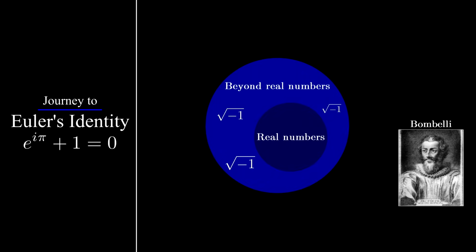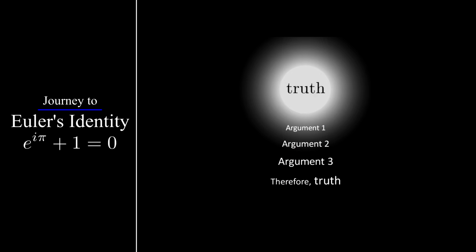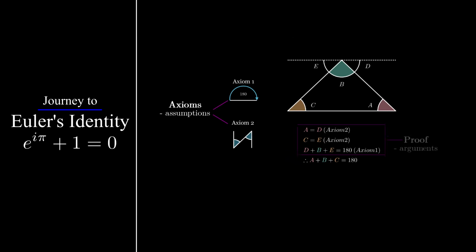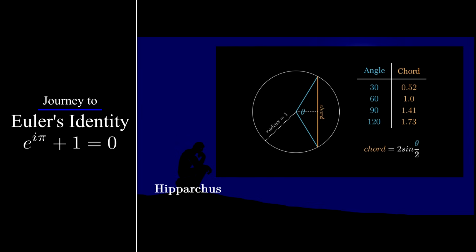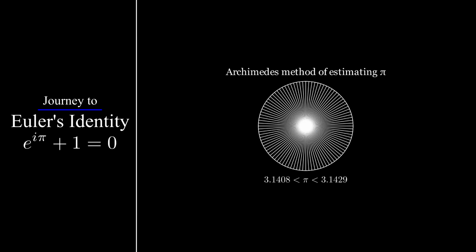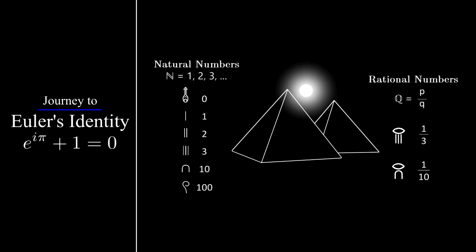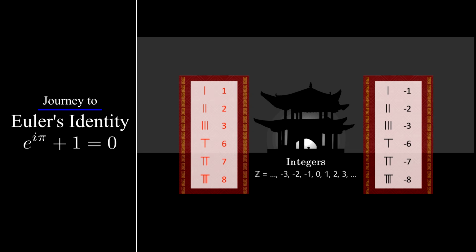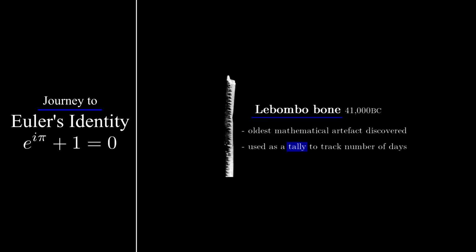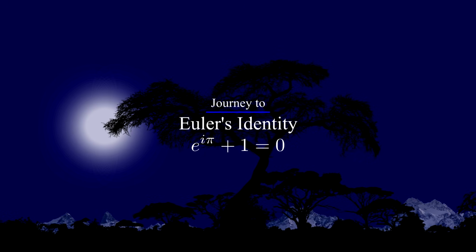However, the beauty of Euler's identity isn't just found in its proof, but in the timeline it represents. It is a collaboration of people all over the world across thousands of years, from the very first ancient number systems to the birth of modern calculus. And it all started 40,000 years ago at the very dawn of human civilization.